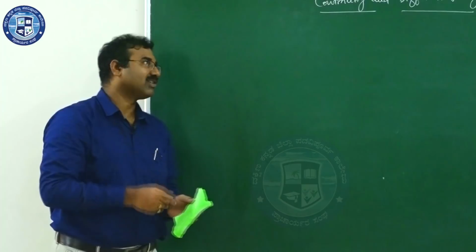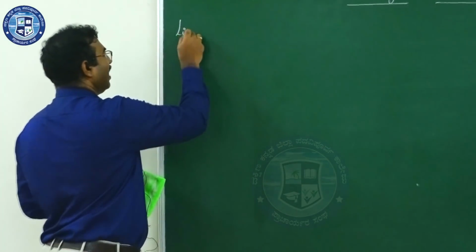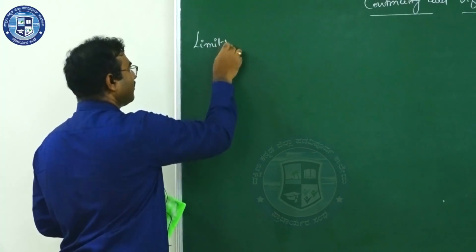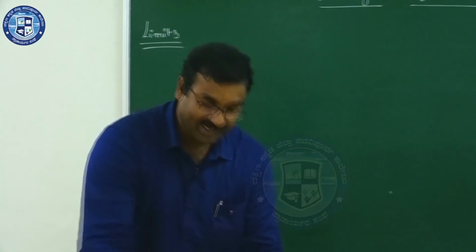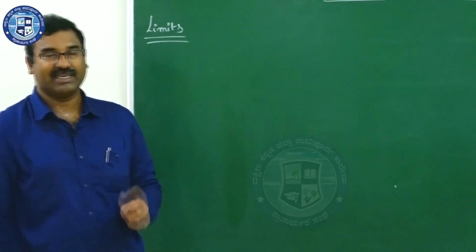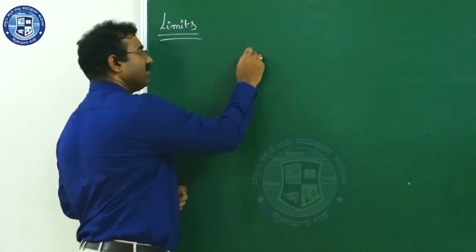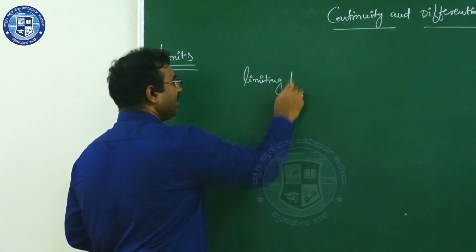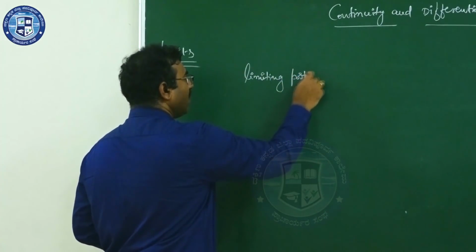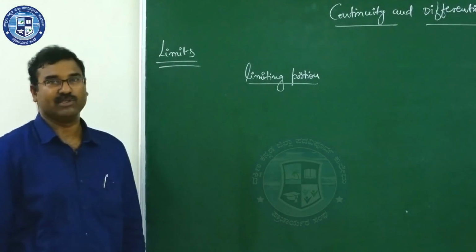So we see the recapitulation of limits, what we have learnt in first PUC. When you are entering into this topic of limits, one point you need to understand is the limiting position. Limiting position. This is the word you need to understand. What is this limiting position?